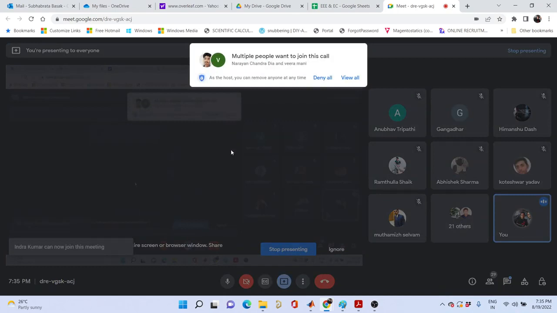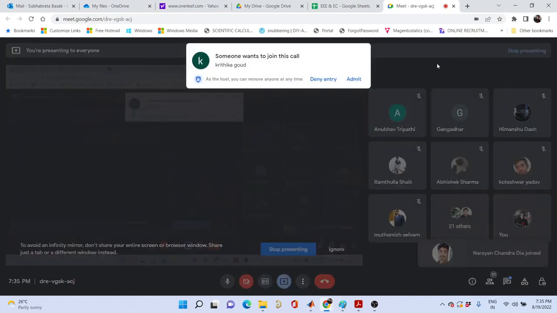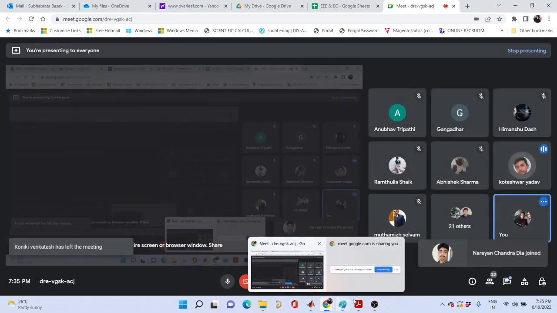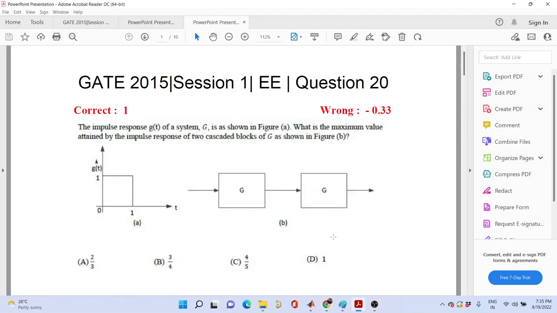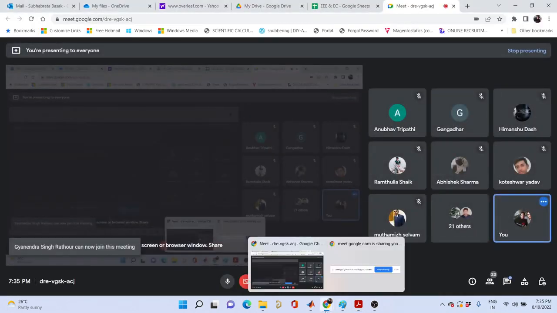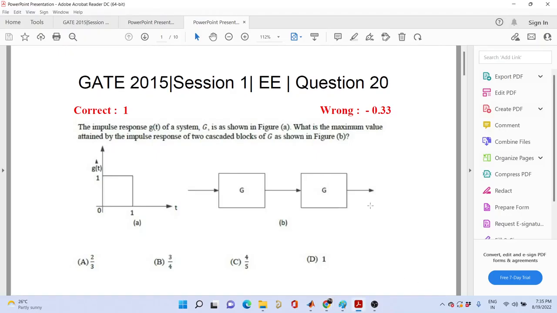Who is saying the answer? Sir, D option. D. Okay. Anybody else? D. Okay, D is the option. How are people saying that it is D? Please explain, whoever is saying D. Anubhav, you are saying D, right? Tell me why, why are you saying D?